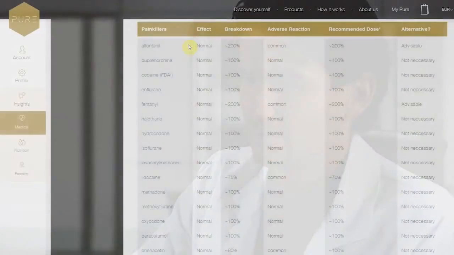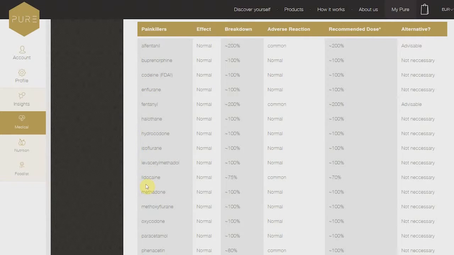Now, in this table, you see all of the different drugs, and I will talk you through this table now. So, for example, the painkiller alfentanil will, based on this person's genetics, have a normal effect. It is also possible that a drug might have no effect, or that it has a stronger effect than expected. So in these cases, all of them are normal. Breakdown is the speed at which your body, or the body at least in this example, recognizes the drug and then removes it from the body.